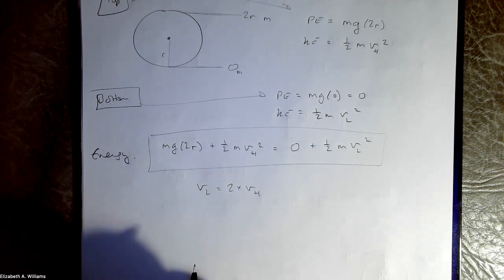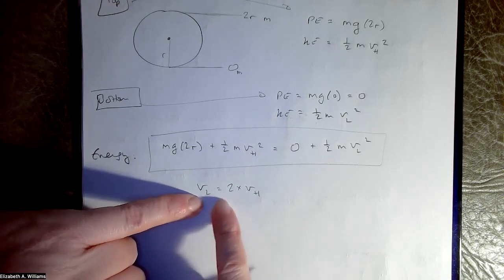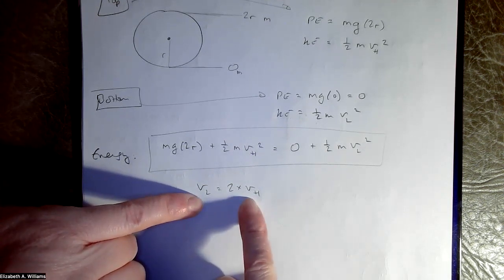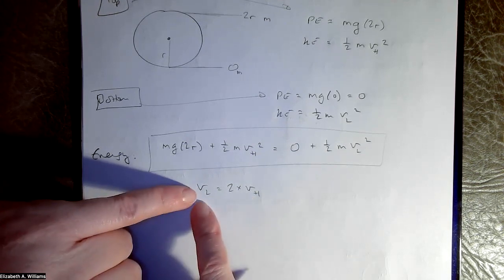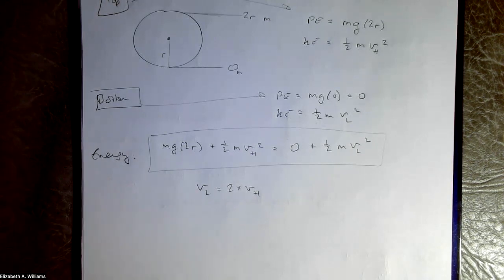I'm interested in solving. This is where you have to make a decision whether you want to say velocity at the bottom is twice that at the top, or half the velocity at the bottom is the velocity at the top. How do you want to set it up? The way I've done it, we end up with some fractions, but it's not really a big deal.